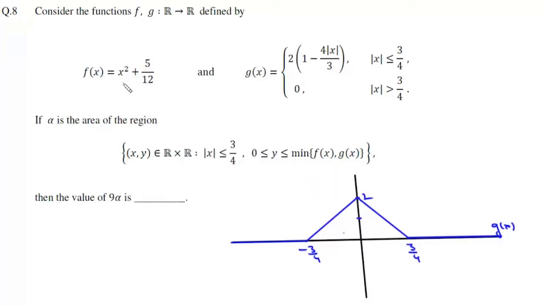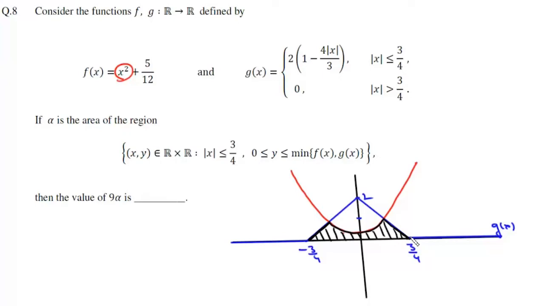And we draw this f(x), it is simply x square shifted 5 by 12 units. So it will be this graph. Now we need to find the minimum of f(x) and g(x). So if we look at the minimum of f(x) and g(x), it will be this value here, this graph here, and this graph here. Now y lies from 0 to the minimum of this value. So that means we are looking for this area.